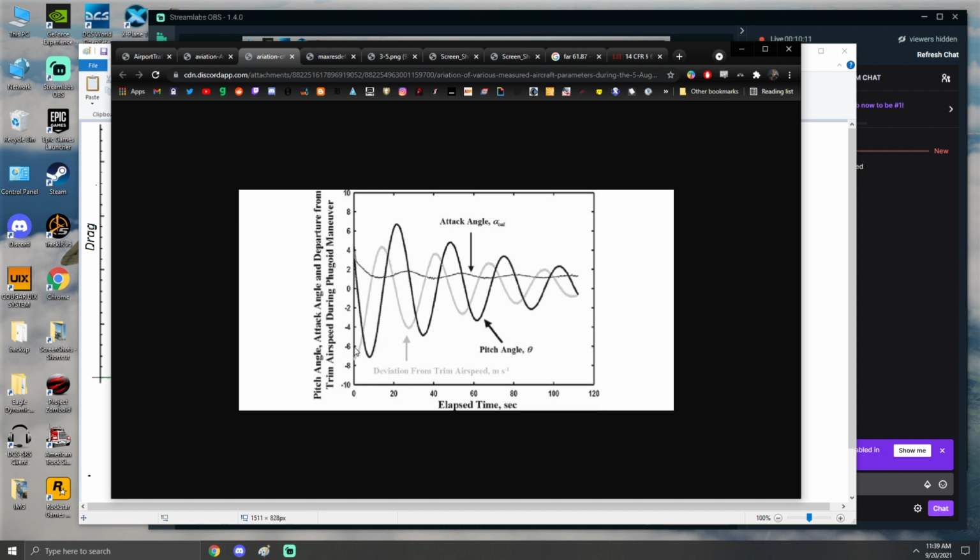Now you can see our speed, or deviation from trim airspeed, starting to come up as we're going down. As the wings start to push the nose back up, our speed is going to start to come back down. Once it gets too low, the nose is going to come back down. You see this gradual convergence of the airspeed and the pitch angle back towards that neutral position.